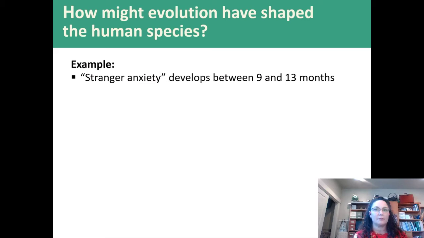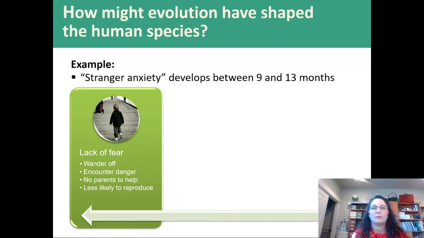Stranger anxiety. All around the world, somewhere between about 9 months and 13 months, infants start to show fear of strangers. They want their parents to hold them. They want to be with their parents, things like that.